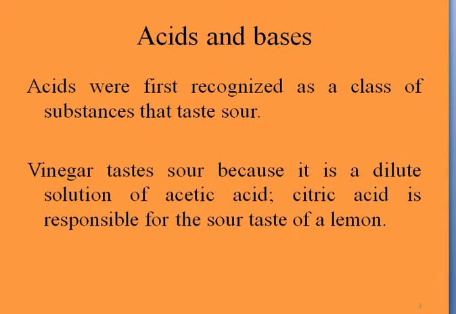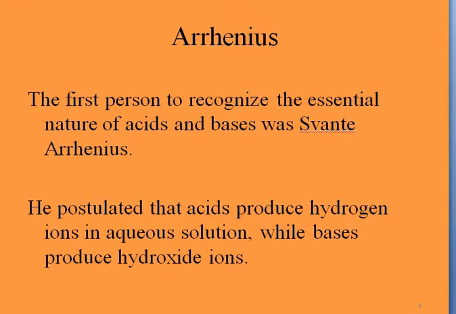Acids were first recognized as a class of substances that taste sour, like vinegar, which tastes sour because it is a dilute solution of acetic acid, and citric acid is also responsible for the sour taste of a lemon. The first person to recognize the essential nature of acids and bases was Arrhenius, and he postulated that acids produce hydrogen ions in aqueous solution while bases produce hydroxide ions. So acids produce hydrogen ions and bases produce hydroxide ions.